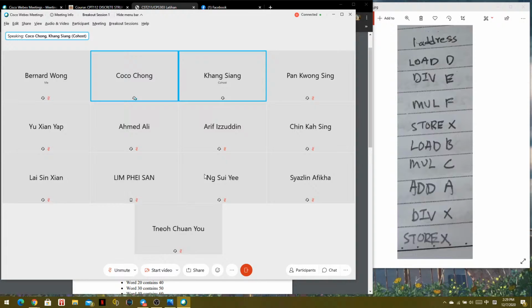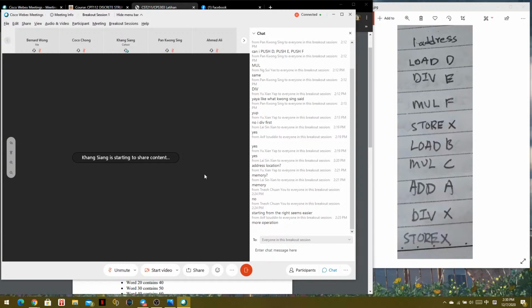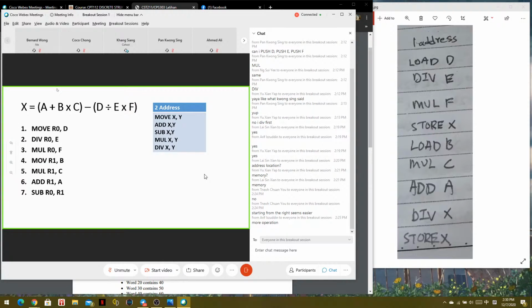Thanks. Okay. So Coco is almost there, just a bit confusing when she's doing the, what is it? Yeah, she's using the X. So you see from my screen, right? In the two-address format, usually, if you know, the two-address should be something like this.